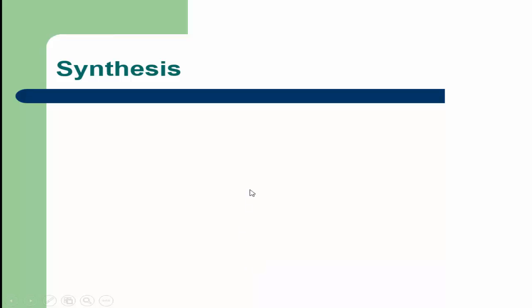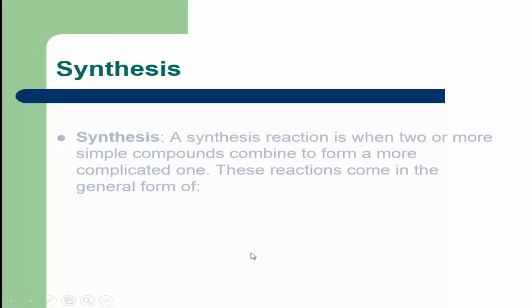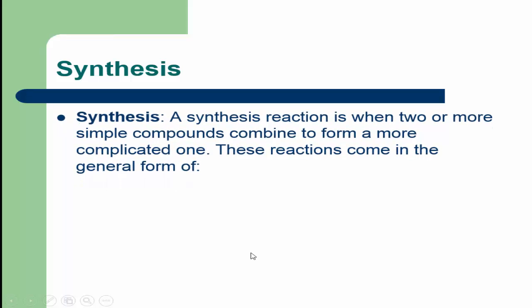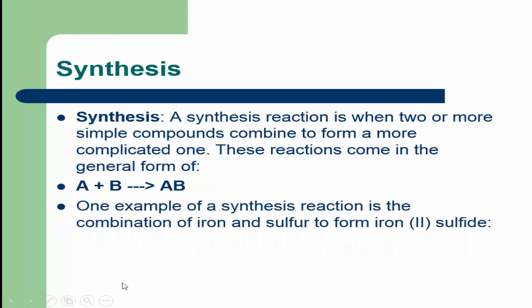A second type of reaction is synthesis, to build up. A synthesis reaction is when 2 or more simple compounds combine to form a more complicated one. These reactions come in the general form of A plus B, those are the reactants, produce AB. One example of a synthesis reaction is the combination of iron and sulfur to form iron 2 sulfide. So if I gave you a word equation, iron plus sulfur gives iron 2 sulfide, you should be able to draw iron plus sulfur forms iron sulfide.